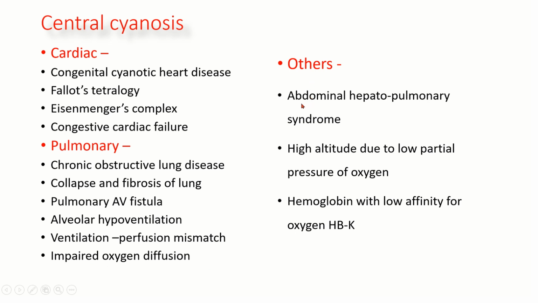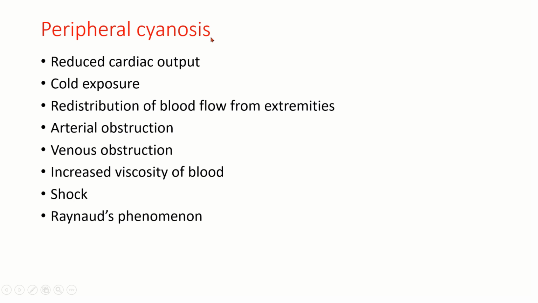Others: hepatopulmonary syndrome, high altitude due to low partial pressure of oxygen, hemoglobin with low affinity for oxygen like hemoglobin K. Peripheral cyanosis: reduced cardiac output, cold exposure, redistribution of blood flow from extremities, arterial obstruction, venous obstruction, increased viscosity of blood, shock, Raynaud's phenomenon.